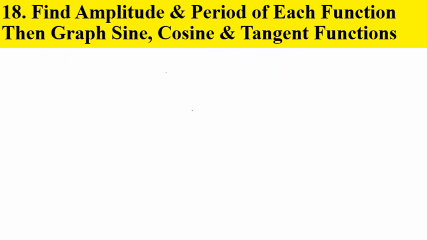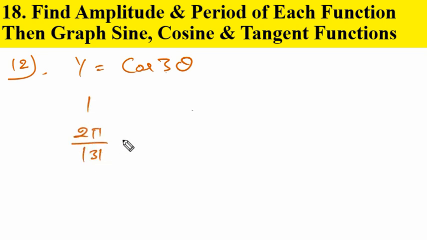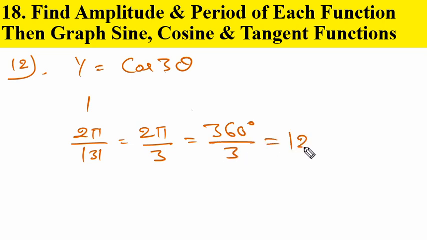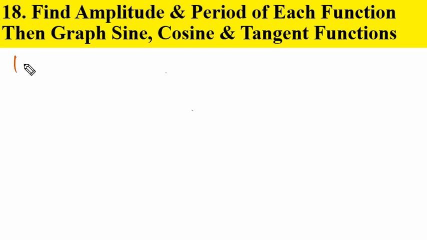Next we have question number 12, y is equal cos 3 theta. Amplitude will be 1 and the period is 2 pi over mod 3, that will give us 2 pi over 3. If it asks you in degree, then what you will do? You will simply do 360 degree over 3, right? That's what I told you. And then it will give you 120 degree. In case if it asks in the degrees, okay, it will not have any effect on amplitude, but it will have effect on period.